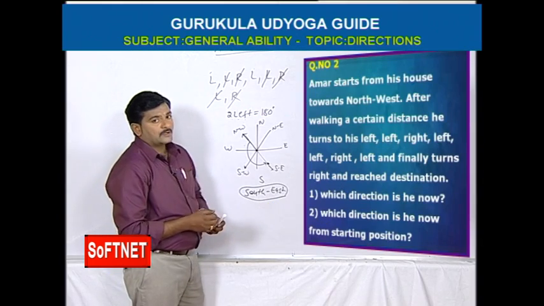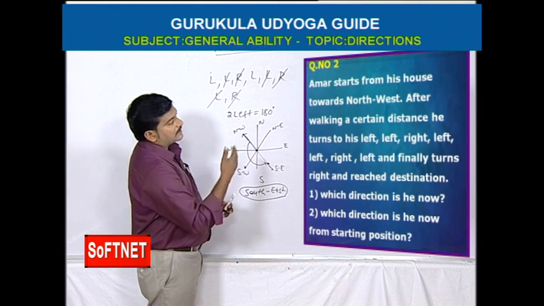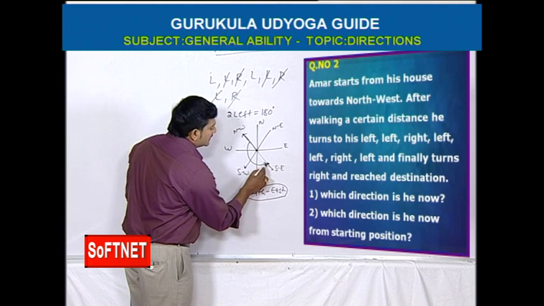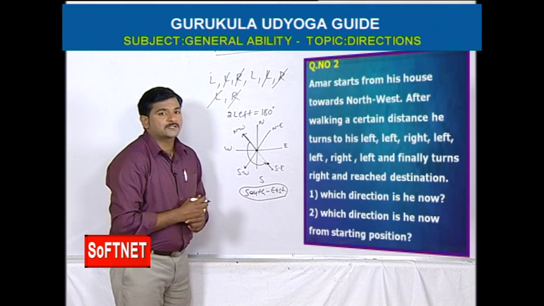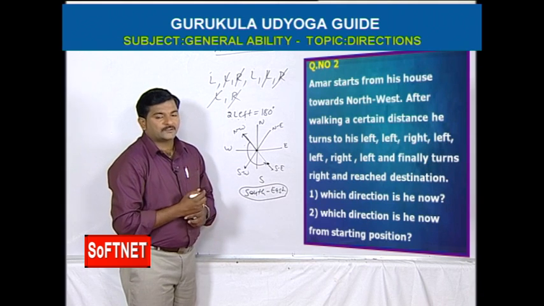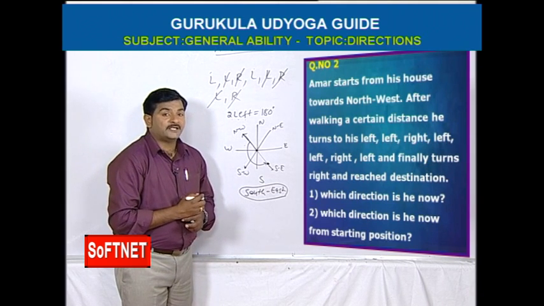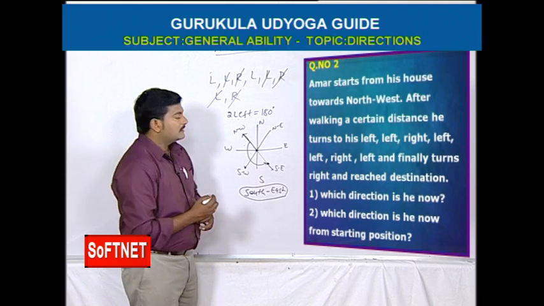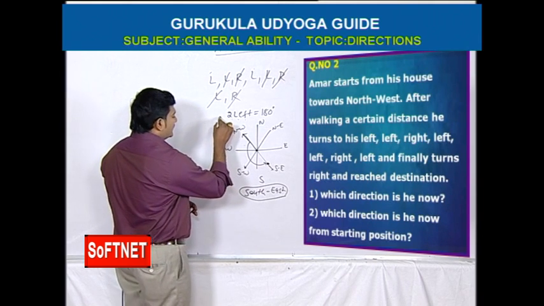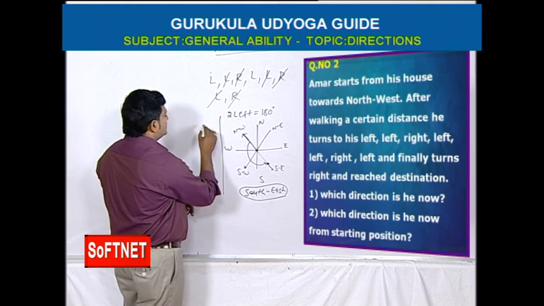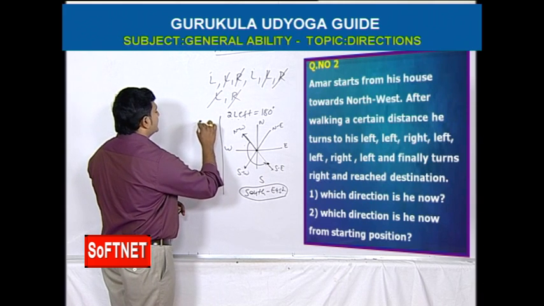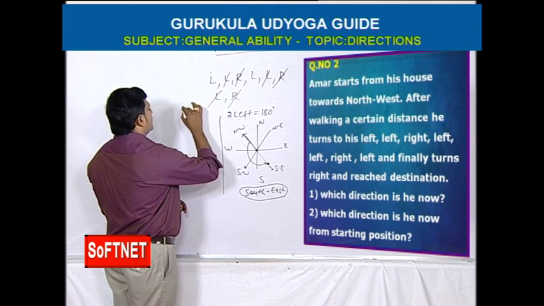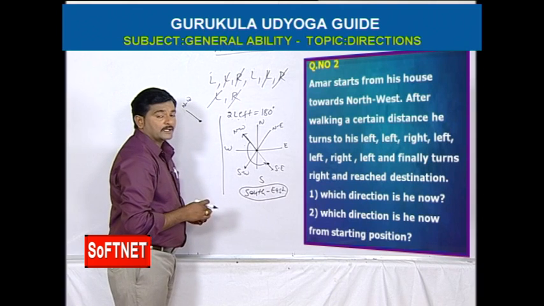Two interesting points here. There are two questions. First question is, which direction is he now? Which direction is he now means southeast we can say. But the second question he mentioned here is, which direction is he now from the starting point? For that, simply take one more logical concept. First Amar is walking towards which direction? First he is walking towards the northwest direction, right? So there is no issue with that.